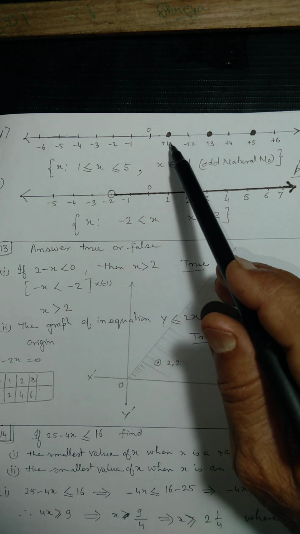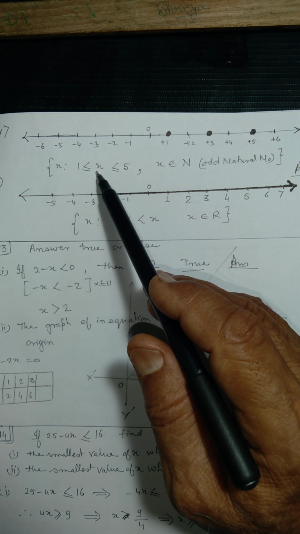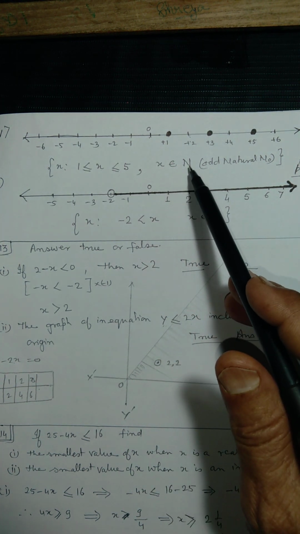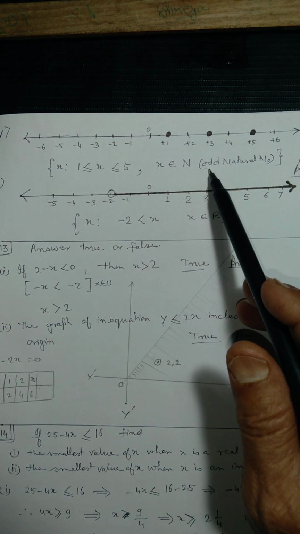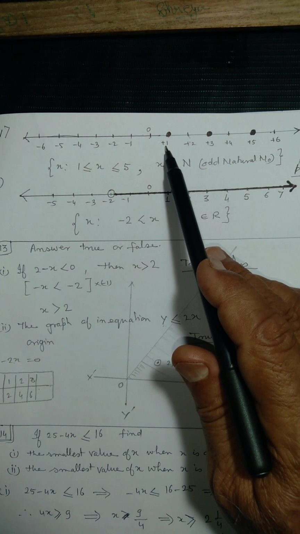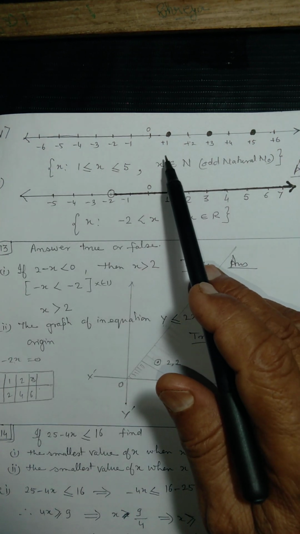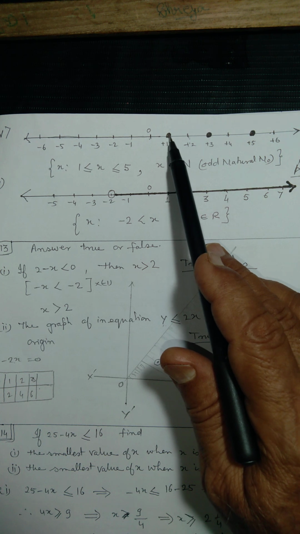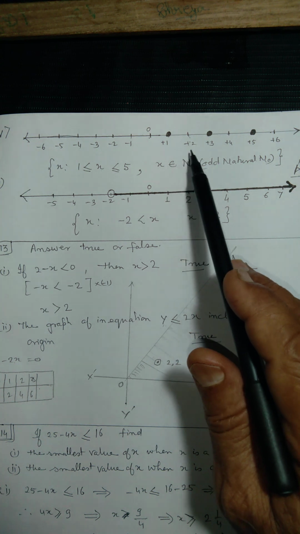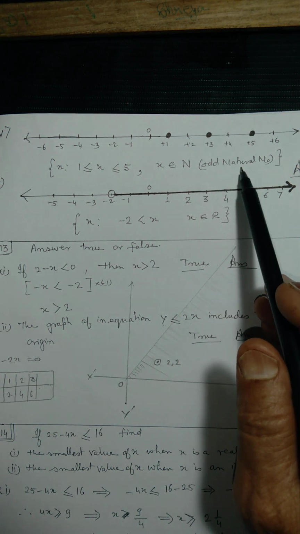Now you see these points are darkened. Now x such that 1 is less than or equal to x, and x is less than or equal to 5. Here x belongs to natural number. In brackets I have mentioned odd natural number, means 1, 3, 5. These are the odd natural numbers. And moreover, you see the line between these points is not darkened. So these are the natural numbers. If it had been darkened, then it would be real number.